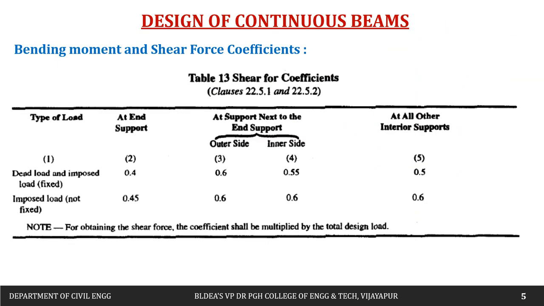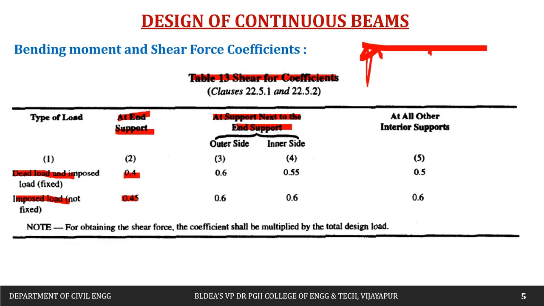Then next we are going to use the shear coefficients. Again for dead load and imposed load, at the end support the coefficient is 0.4 and 0.45. At the support next to end support, we can use the coefficient 0.6, 0.55, 0.6 and 0.6.